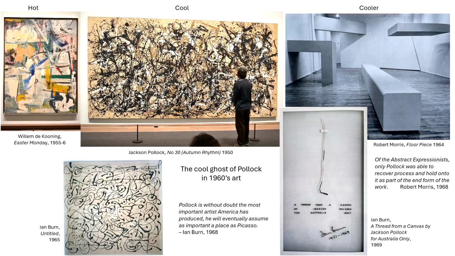It's something that the historians are... Some say hot, some say cool. Willem de Kooning is definitely hot. It looks like there's lots of information in there, but the more you look at it, it's the same information everywhere. There's a sort of singularity to that, the singularity of the atom bomb, if you like. And so I've called it the cool ghost of Pollock in 1960s art.